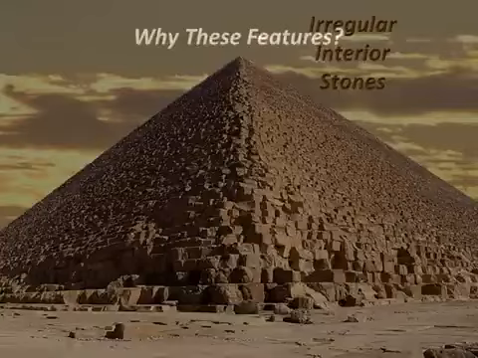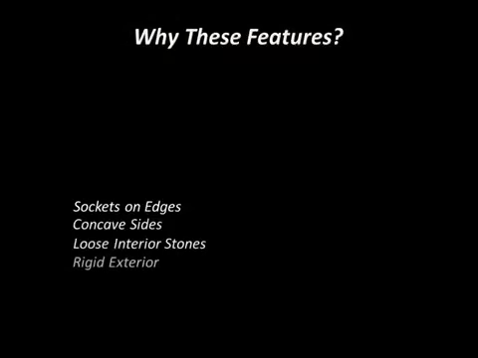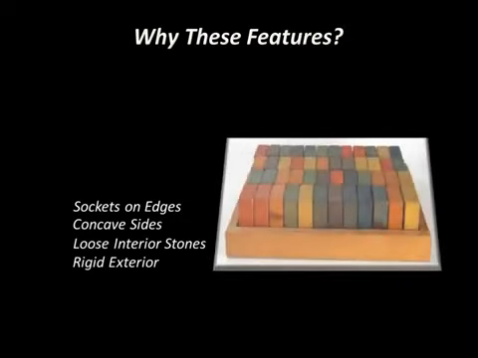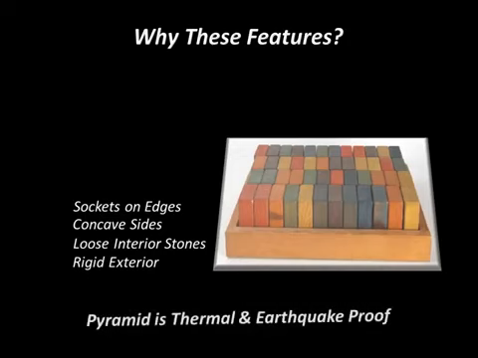And why would you possibly do that? Why would you do those features? Sockets on the edges, concave sides, loose interior stones, and a rigid exterior. And the best I can equate it to is if you've ever had a box of blocks and you put them all in there and they're not quite straight, and you shake it up. This makes this building, we know today, thermally and earthquake proof. So this is one of the reasons that it hasn't been crumbling.